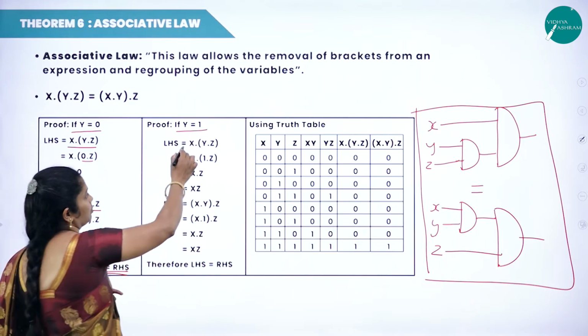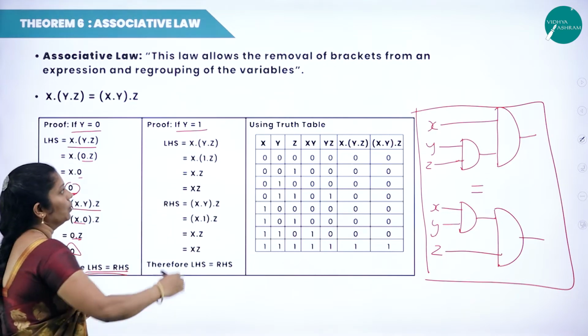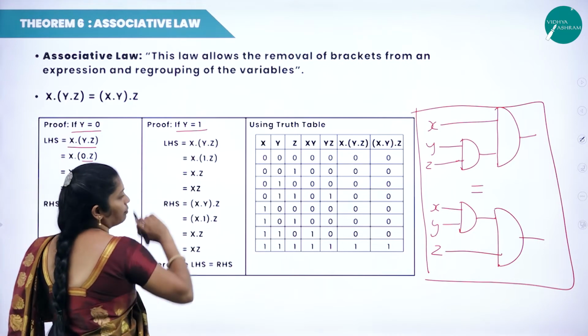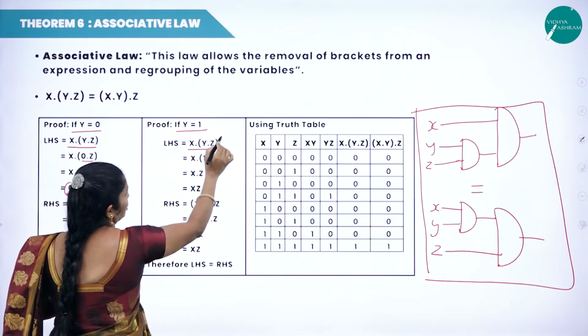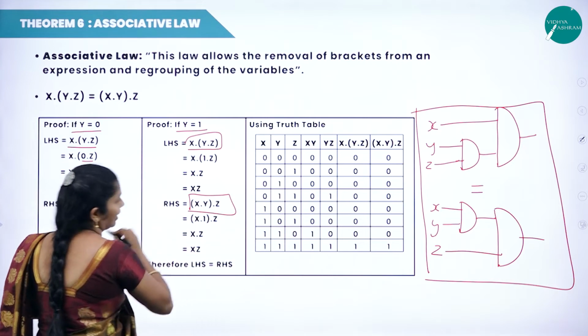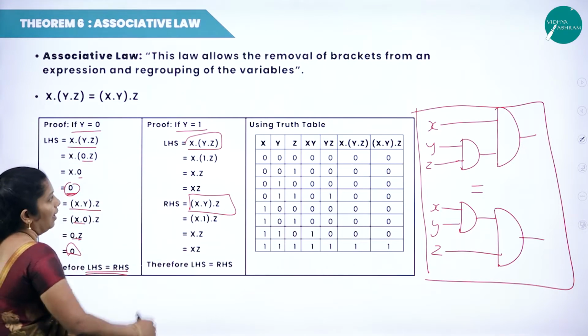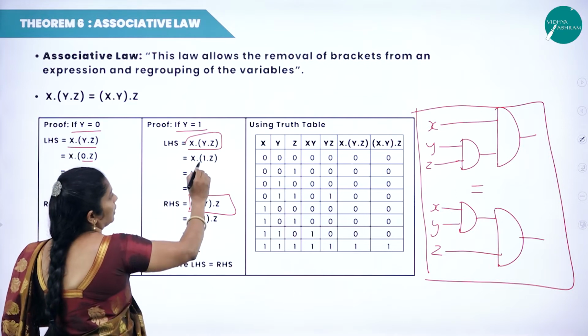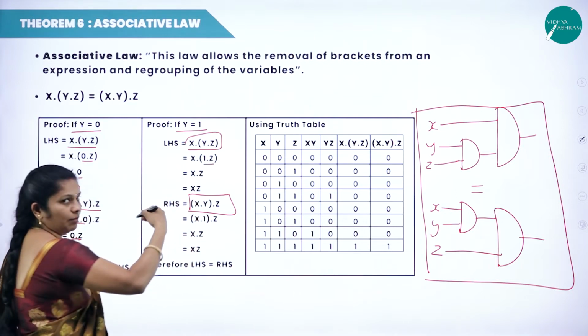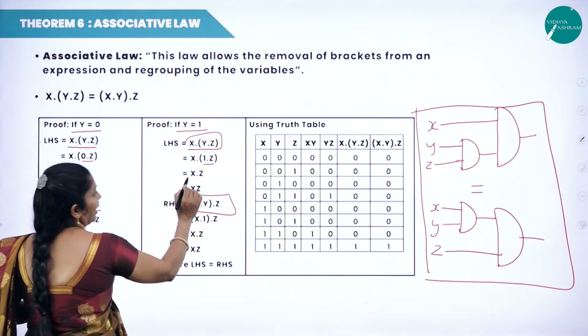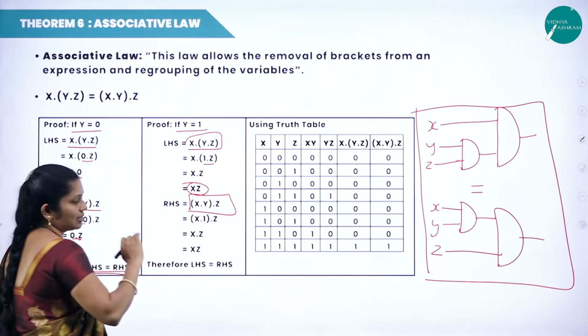Next, once again, substitute y equals 1. Now, in the place of y, I am substituting 1. This is the left hand side equation and this is the right hand side equation. Here I am substituting y equals 1. Then once again 1 into z is nothing but z only. Then x into z is nothing but xz.